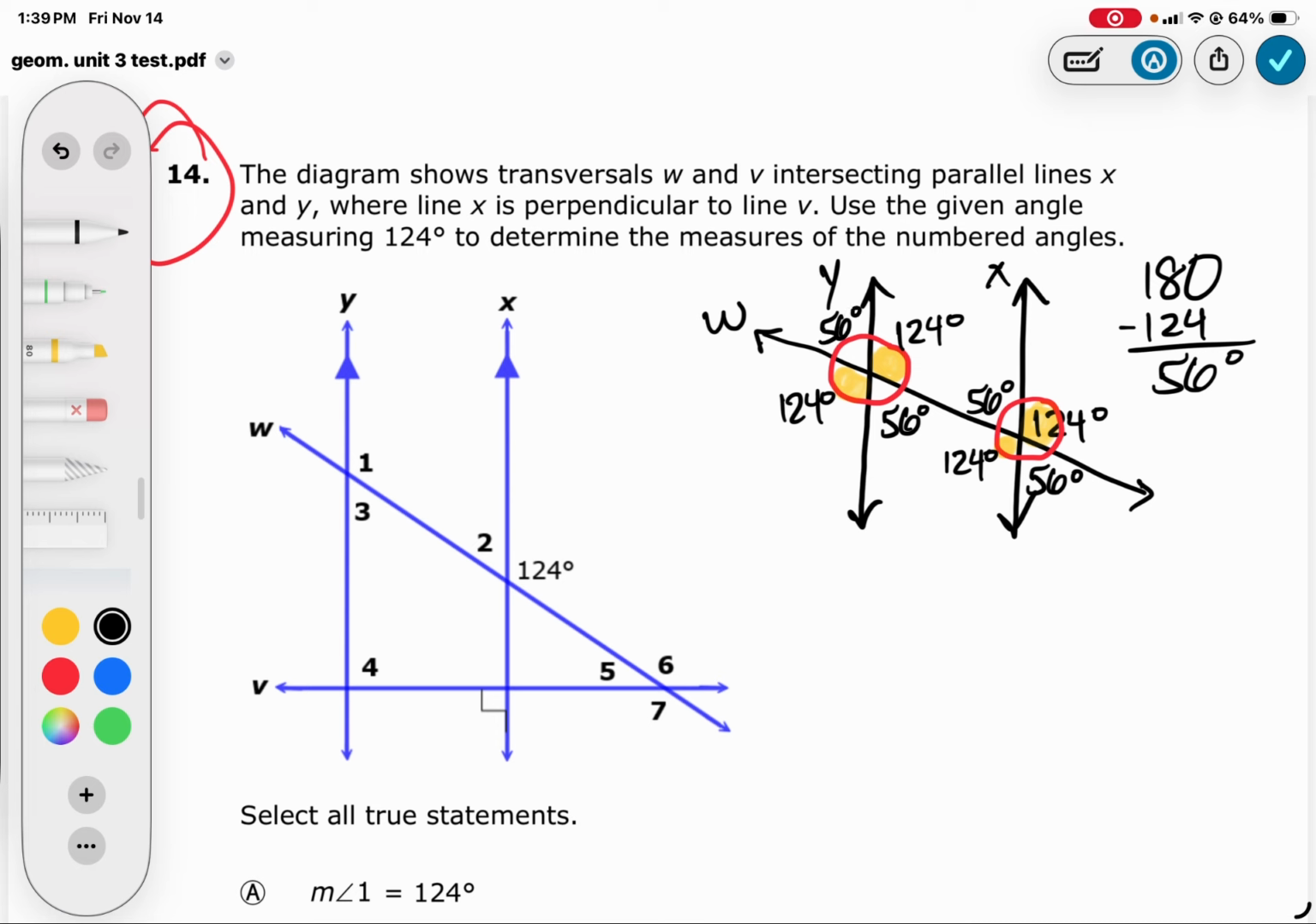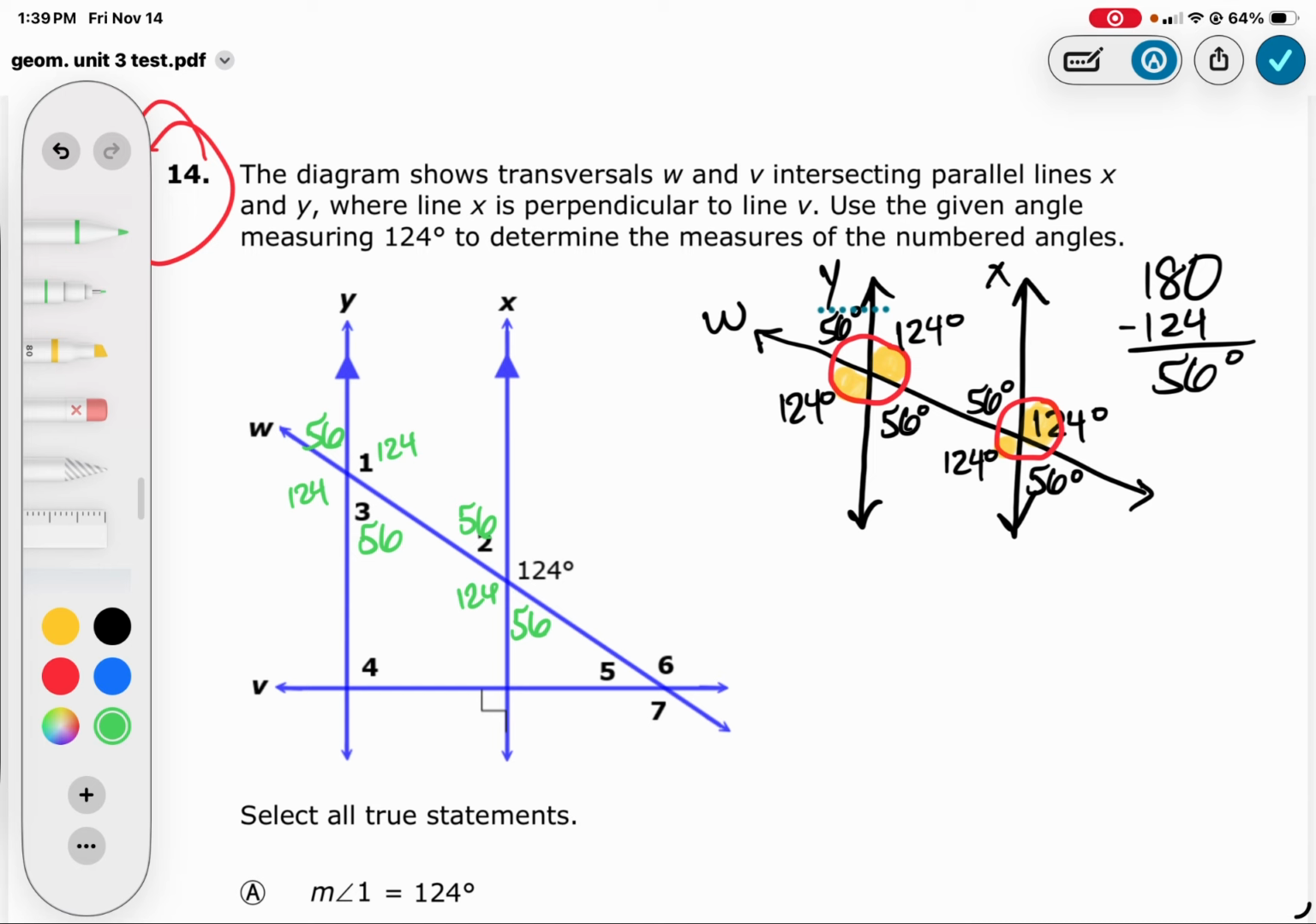So let's label those on the diagram here. Once again, this is 124. This is 124. This is 56. This is 56. This is 124. This is 56. And this is 56. All right.